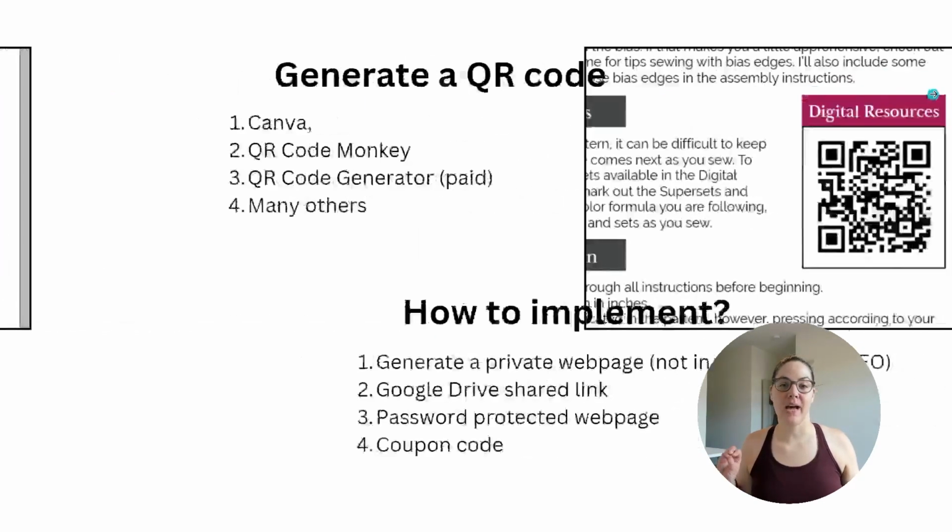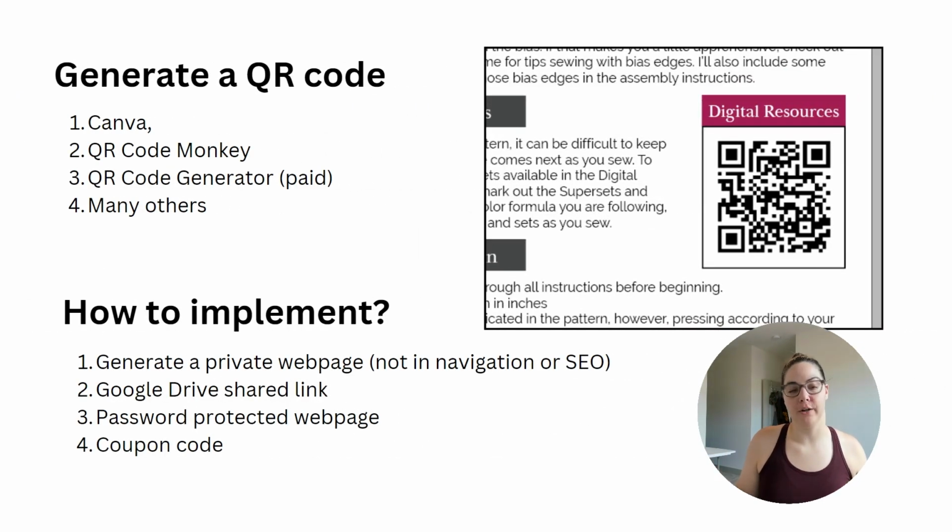So let's talk about how you actually implement this in a pattern. First thing you need to do is basically figure out what URL is going to store all of this stuff. So the way I like to do this is to generate a private web page on my website. I'll go into my web host and I'll create a page, but I will remove it from the navigation bar, any of the navigation maps, so that you have to have the URL in order to be able to find it.